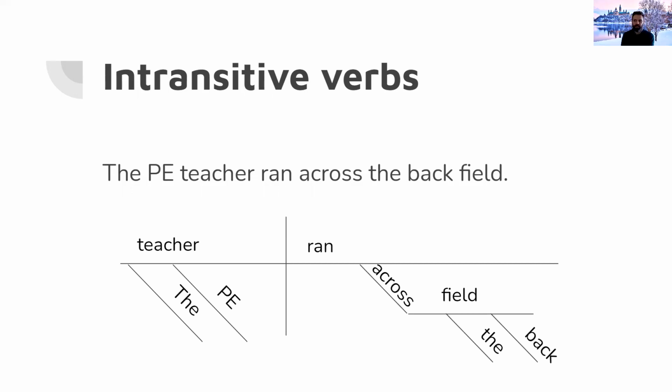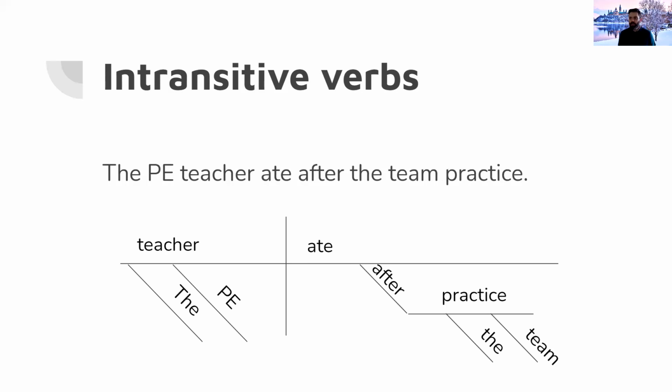So we have the PE teacher. That's our subject. Then our main verb phrase is just ran. Okay, the simple past tense. Then we have across the back field. That's this prepositional phrase that's describing where or how the running is happening. Okay, and so we put our preposition across, coming down from ran. Okay, across what? The back field. So field is our main noun there, and the and back are descriptors for that field, and so they go on the slants.